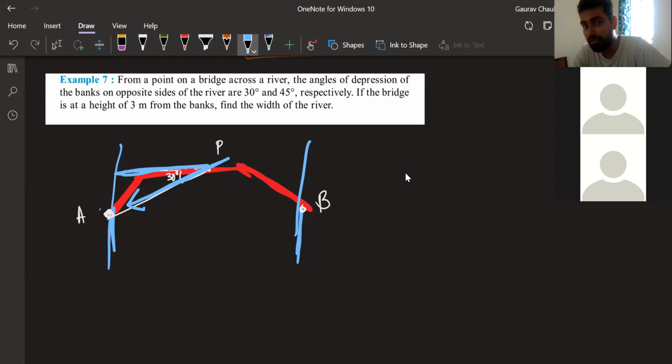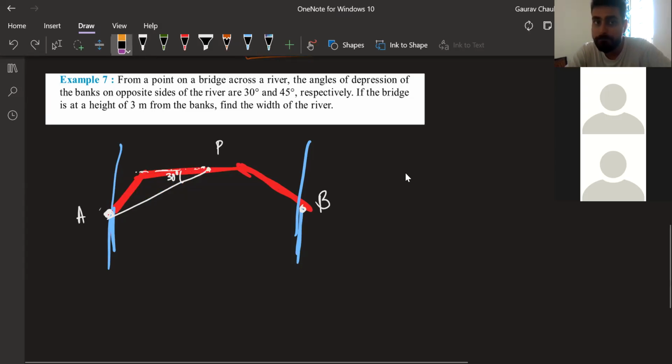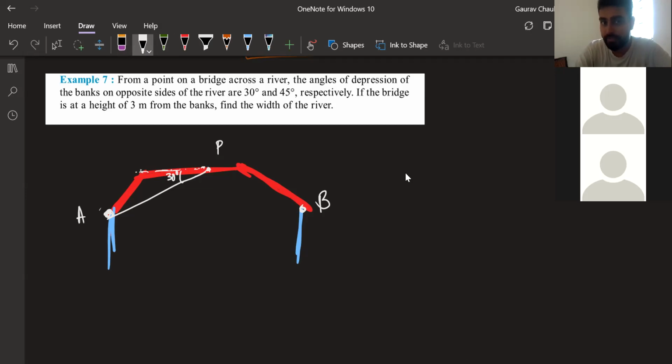Yes, sir. How did the horizontal come? This is my ground level, so this is horizontal. Not ground level, water level, so that is the horizontal. Okay? Yes, sir. Does this help or are you still confused? No, sir, not confused. You feel it better? So angle of depression. Okay.